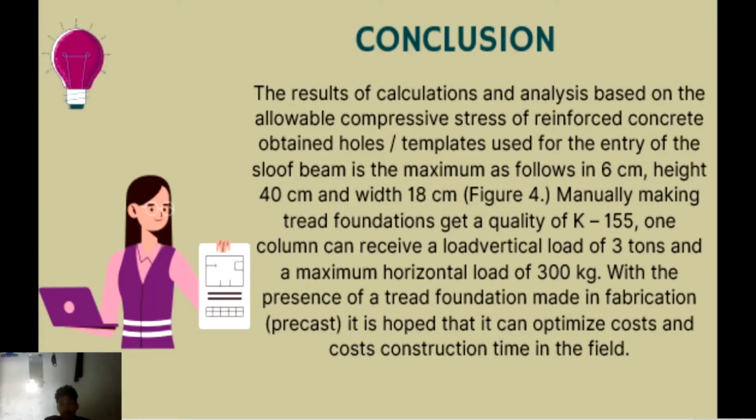Figure 4. The foundation gets a quality where the column can receive a vertical load of 3 tons and a maximum horizontal load of 300 kg, with the presence of the foundation fabricated as precast. It is the hope that it can optimize cost and cost contribution in the pilot.